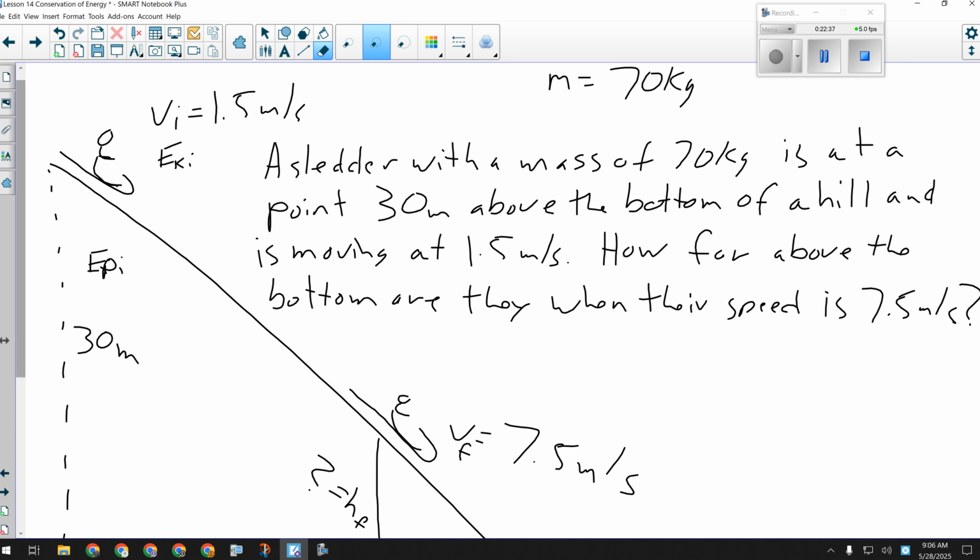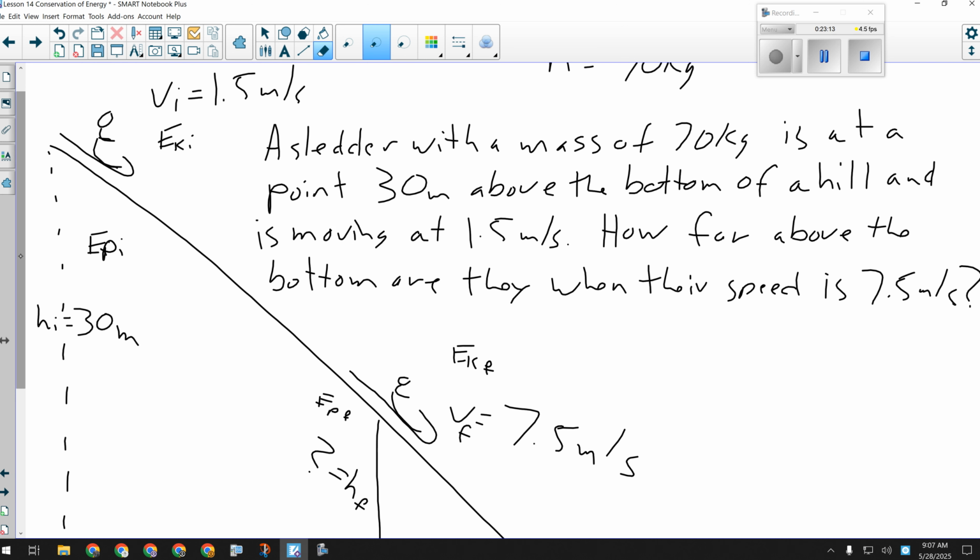Later, they're moving at 7.5 meters per second, so partway down the hill. The reason I say partway is the question wants us to calculate their height when they're going this fast, which means they have both kinetic and potential energy at that point. So we can say they have EK final as well as EP final. So the givens are VF, this would be HI, this would be VI, the 1.5. We're looking for HF. Does it sound like there's any work being done here?